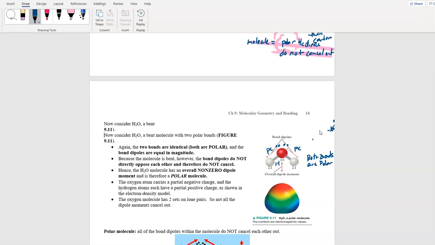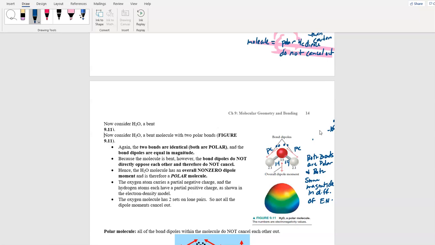Polar covalent bonds, and both have the same magnitude. When you subtract 3.5 minus 2.1, they're both 1.4. 1.4 on that side, 1.4 on this side, so both have the same magnitude in difference of electronegativity. So now the question is, do the dipoles cancel out? Are the dipoles both going in the same direction, or are they going in opposite directions?